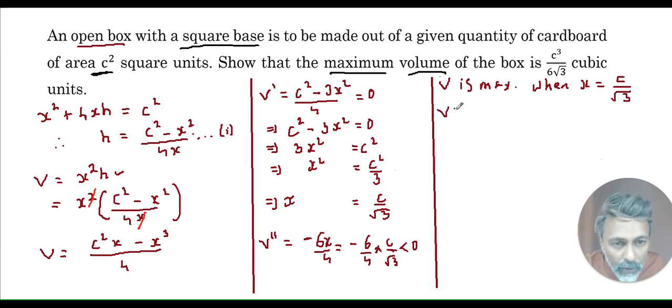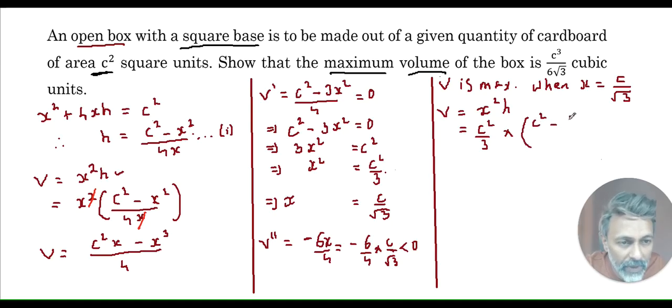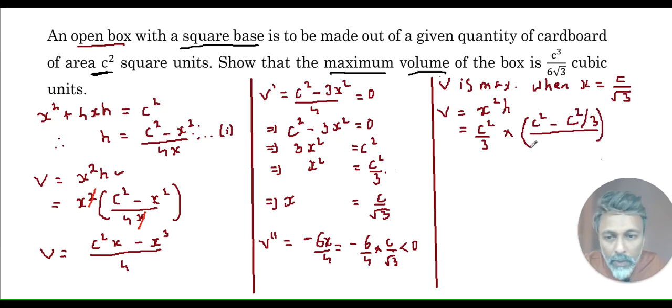Let's now get the formula for volume of the open box, which is x square h. x square, we know, is c square upon 3. So we can write c square upon 3 into h. H we know from equation 1 is c square minus x square upon 4x, which is c square by 3 upon 4 into c upon root 3.